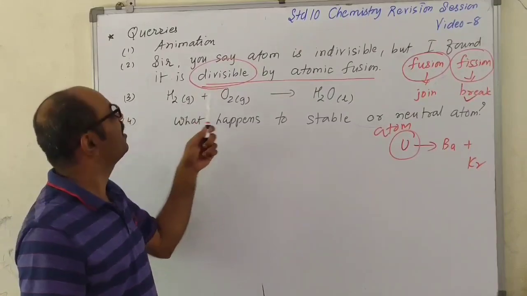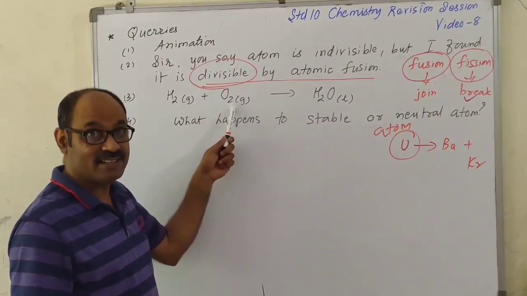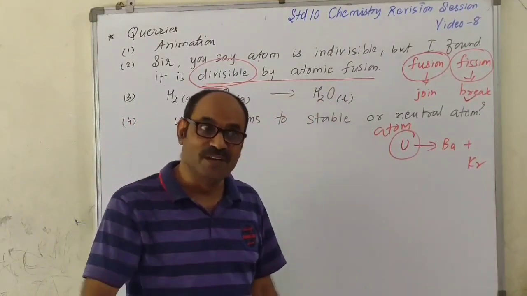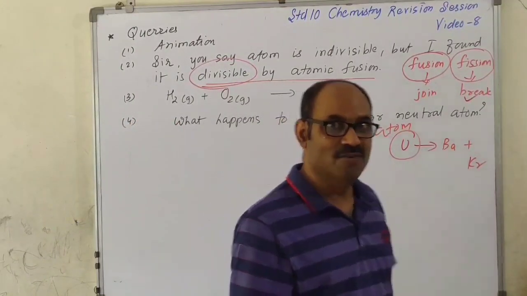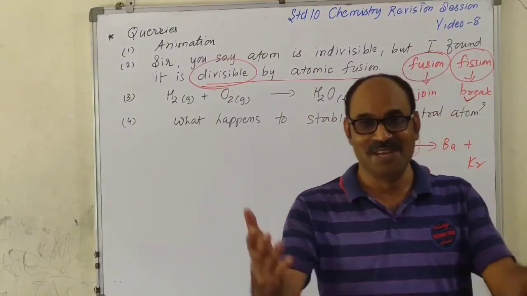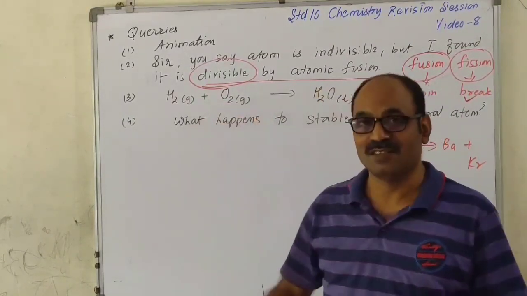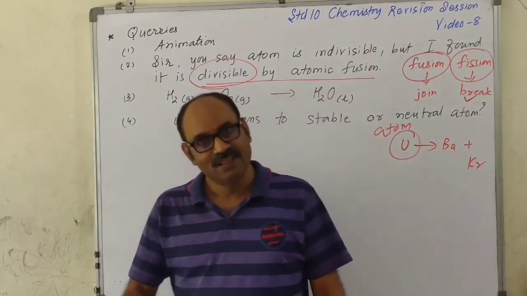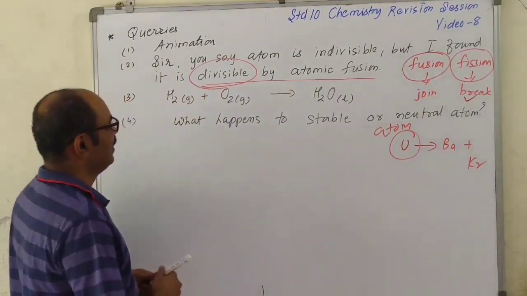Hydrogen is in gaseous state. Oxygen is in gaseous state. When they combine, you get water, which is in liquid state. How? How is it possible? And maybe, as you said, you searched it a lot, but you didn't get it. Fine. I'll try to explain to you.